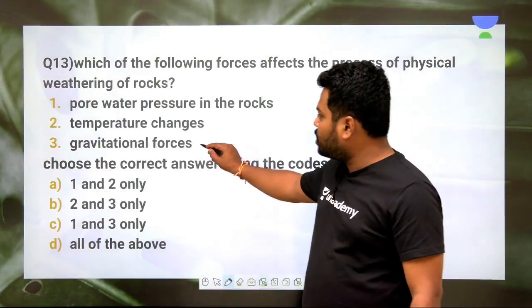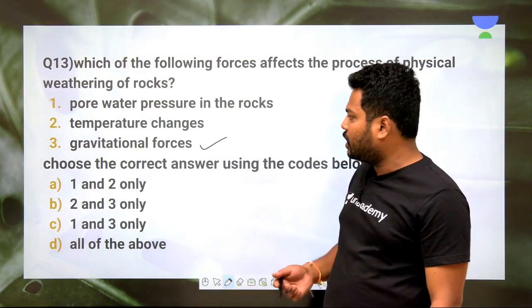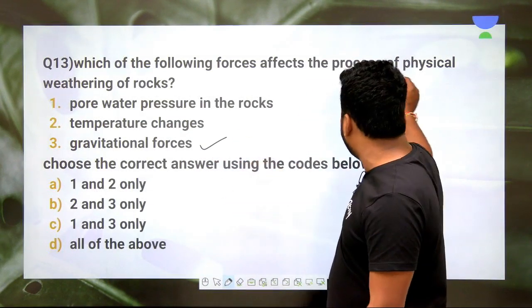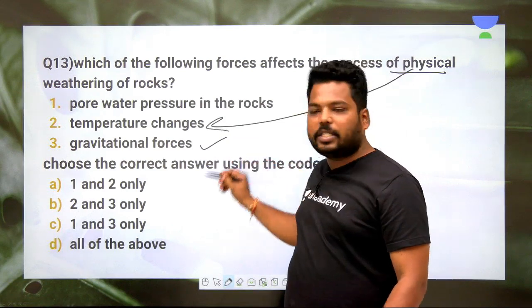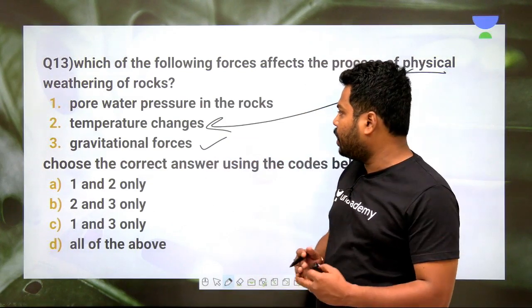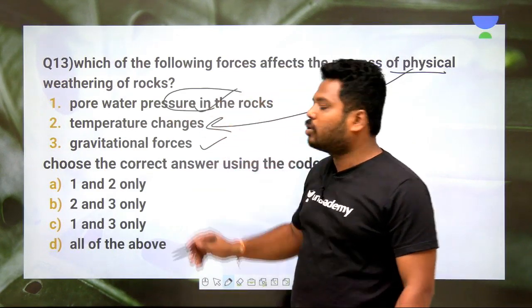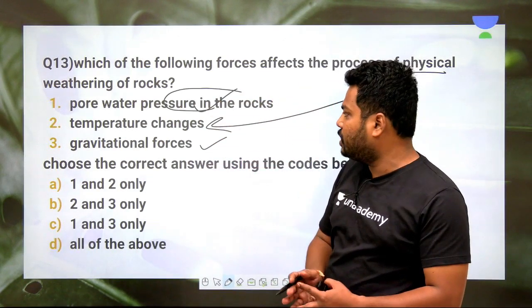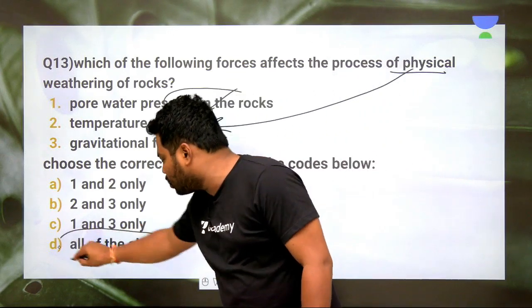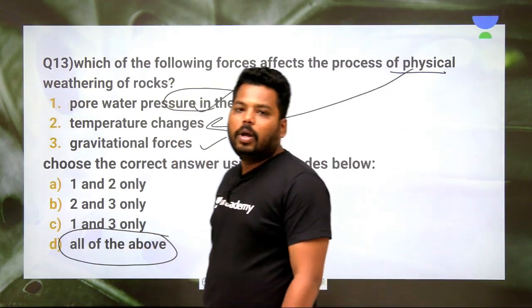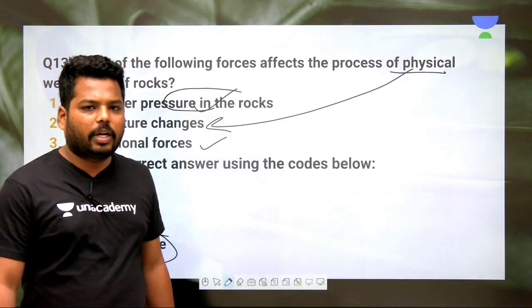Like gravitational forces, they generate in the physical weathering process, and physical weathering agents, as I've already said, temperature changes would be the most important reason. Along with that, the water or ice pressure in the rock is also one of the major reasons why we have physical weathering of rocks. Hence all of the above are absolutely right for this particular statement.